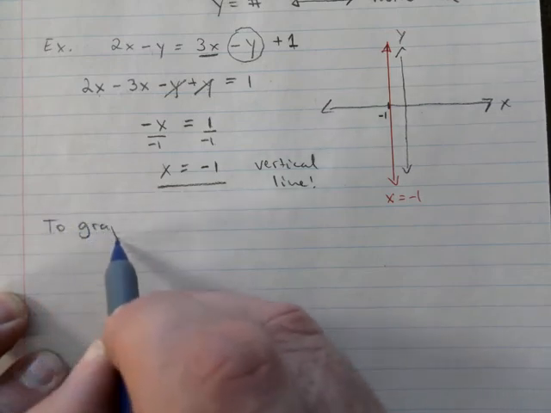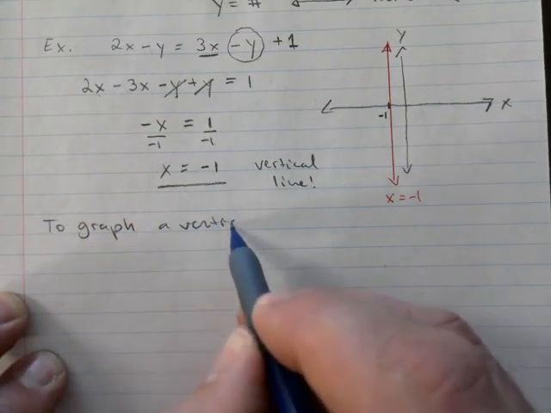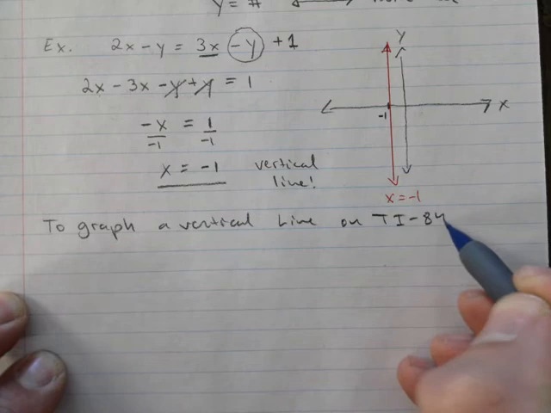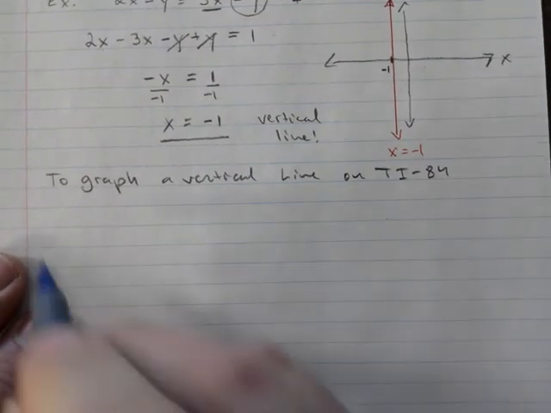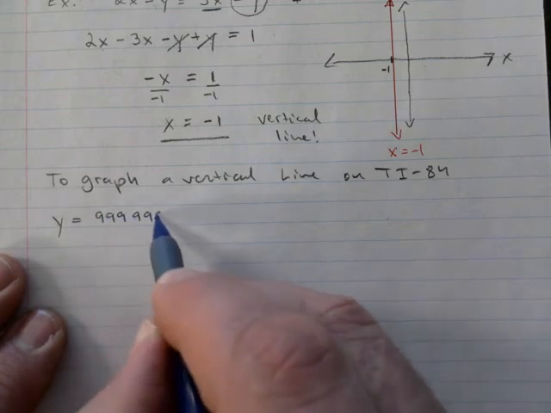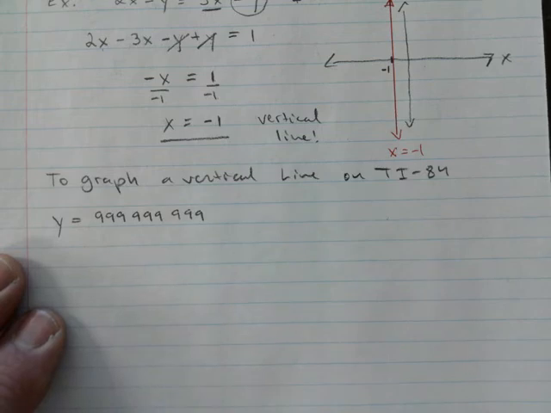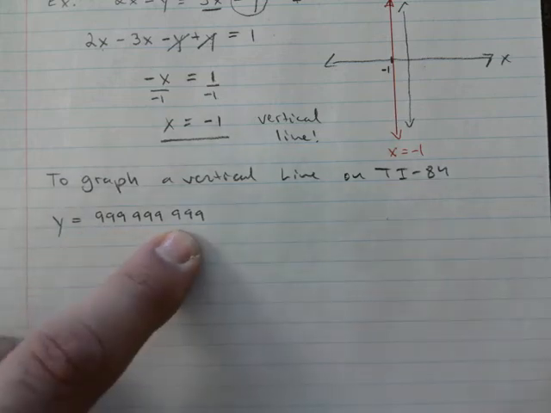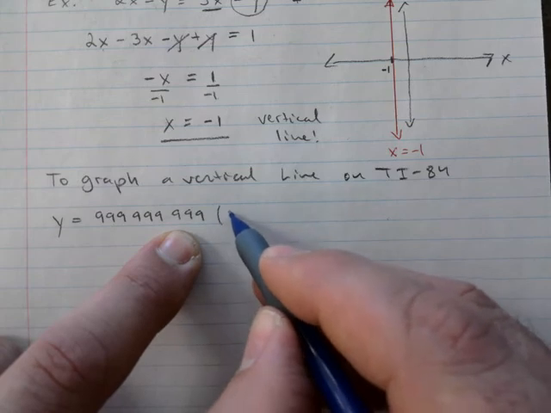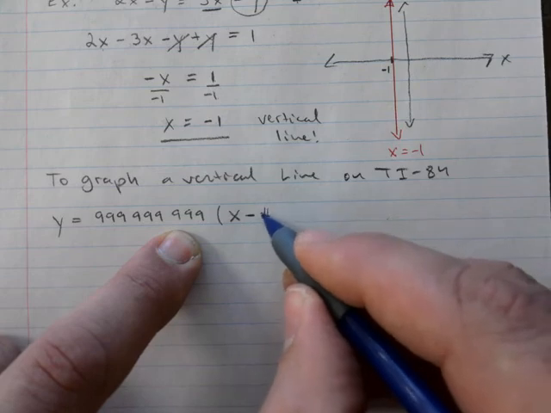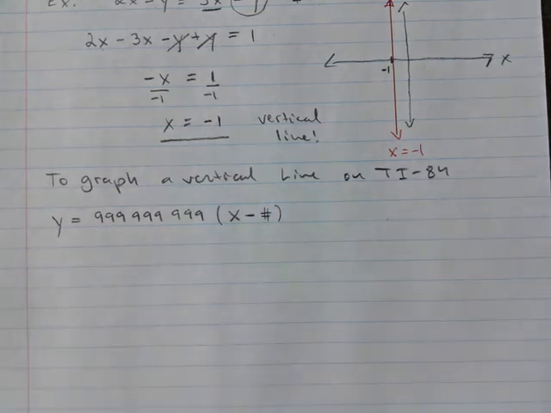To graph a vertical line on the TI-84, we go like this. You have to put in 9 nines. I know, it sounds crazy. But seriously, what if I put 10 in there? 10 nines. It's okay, it's still going to work. But you need 9 nines. And then you need to go x minus the number you're interested in. And that's going to graph.